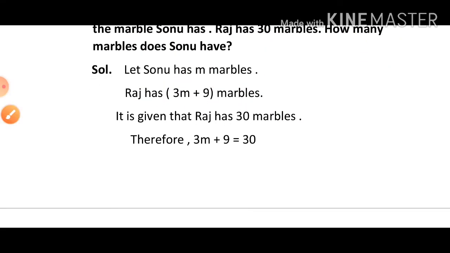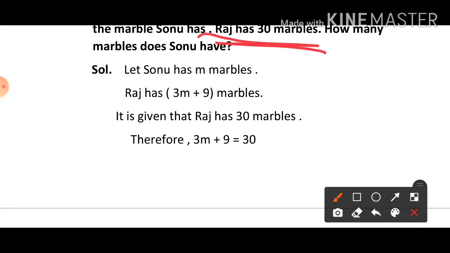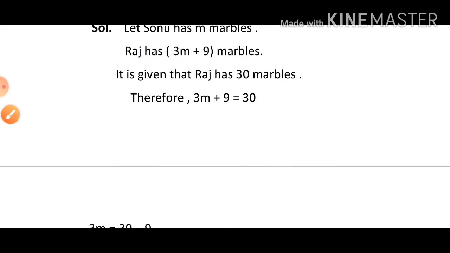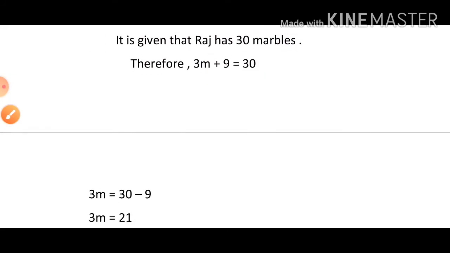And one more condition is given, that Raj has how many marbles? 30 marbles. It means Raj has 3m plus 9 marbles, and that is equal to 30. As both are for Raj only, we can write it as equal. So therefore 3m plus 9 is equal to 30. After that, we have to find the value of m.